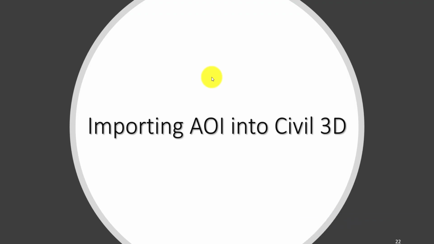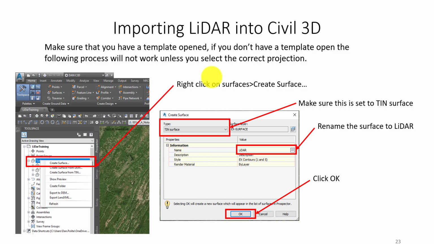Now that we have exported our TIFF file, we can import that TIFF file into Civil 3D. There's a couple of ways of doing this; I'm going to go through this way in the PowerPoint presentation. Make sure you have a template open, because if you don't, this process will not work unless you select the correct projection. Our templates are already set up in the correct projection with Maryland State Plane. If you open just the out-of-box template, this will not work.